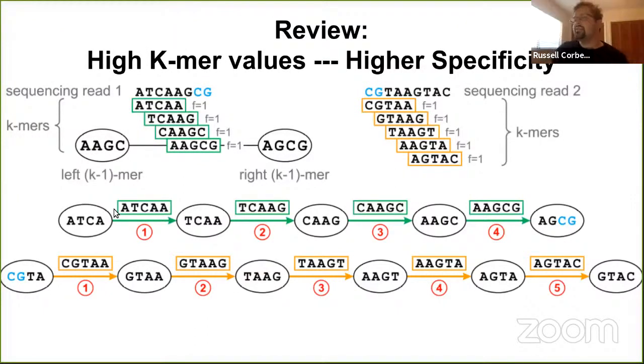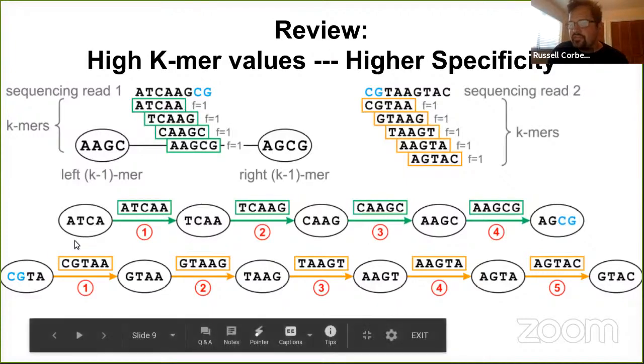This is an example of that where these two reads only overlap these two base pairs. And so if you make your de Bruijn graph with K equals 5, you will never see even a node, a K minus 1 mer that's shared between them, nor an edge that's shared between them. So it cannot be used.